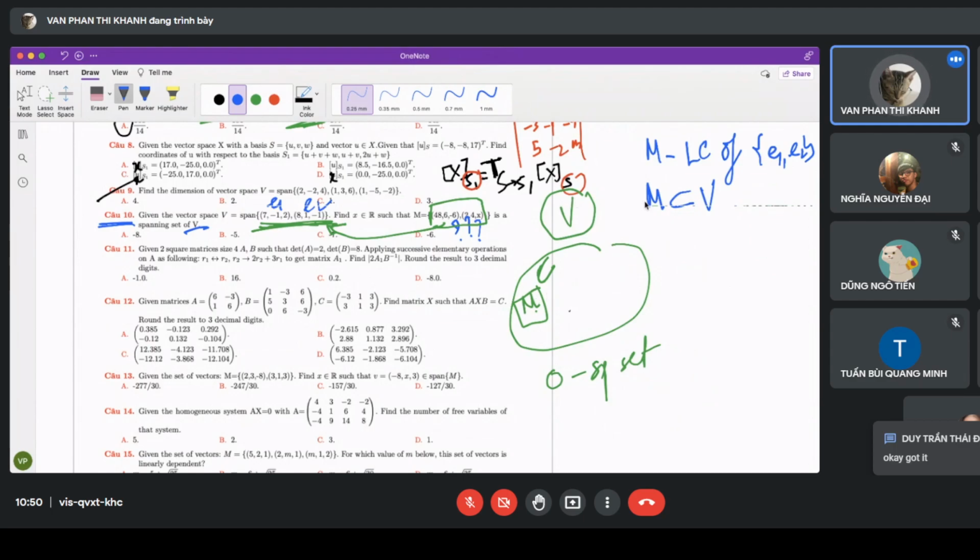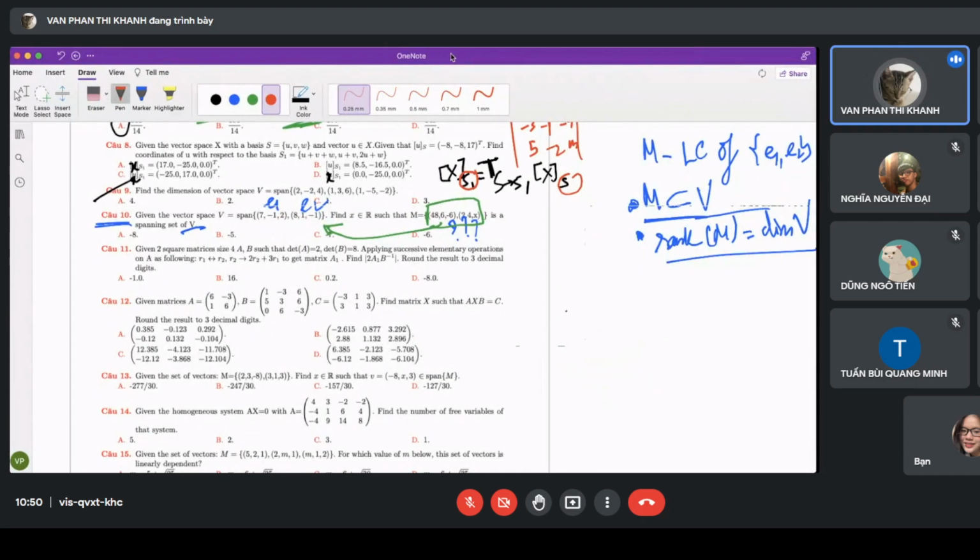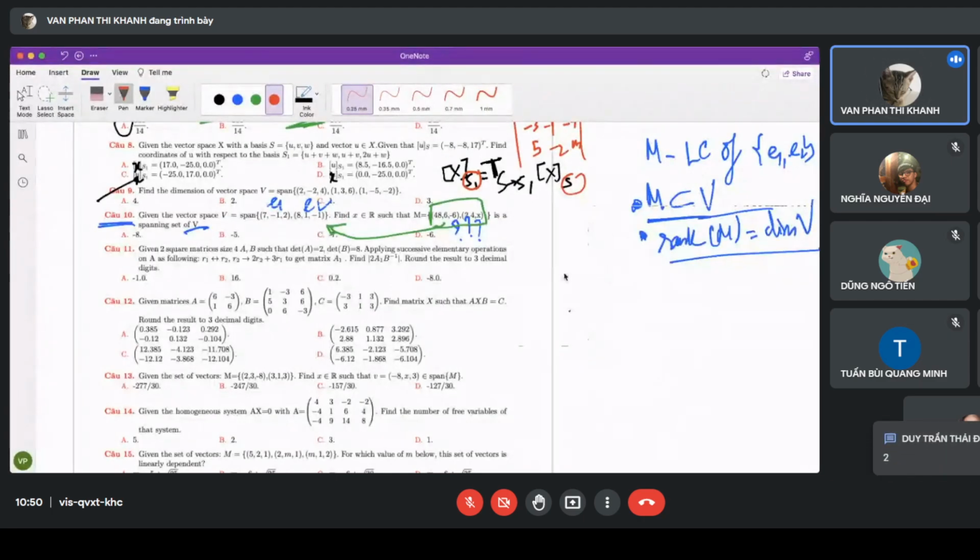So the first condition, M must be in V. The second one, in order to be a spanning set, the rank of M must be the dimension of V. That's it. Two conditions, right? So what is the dimension of V? Can you tell me? Here we have two vectors. They are independent, right? So what is the dimension of V, class? Two. Right. So it means that for the first condition, M must be a linear combination of E1 and E2.